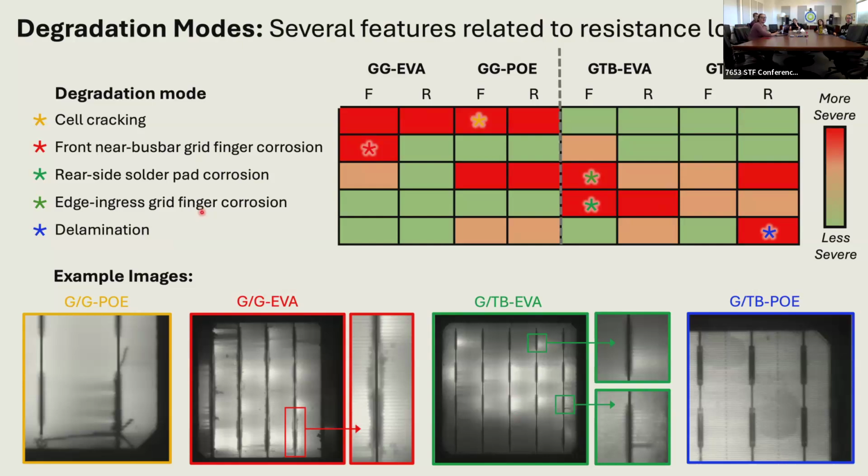Then the edge ingress grid finger corrosion happened more so for glass transparent backsheet samples and not as much for glass samples. And you can see down here this kind of speckled pattern that happens mostly near the edges of the mini modules. Then delamination, in this case, we had not a great POE material, so there was more delamination in the POE containing samples. So glass POE, regardless of what side it was exposed from, and glass transparent backsheet POE, very severe from the rear side. And that's a photo or image of some of those delamination patterns down here.